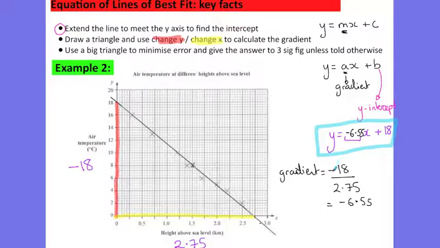Now you may then be asked for a practical interpretation. What does this line of best fit mean? Well, first off, we can see that we have a negative gradient. This shows us the number of degrees that the air temperature drops for every kilometre above sea level. So you need to be able to interpret this equation in relation to the context of the question, using air temperature, using height, and using our numbers here in our equation to be able to give a practical definition.